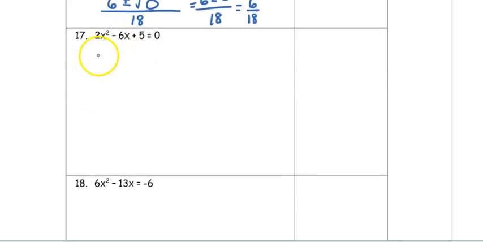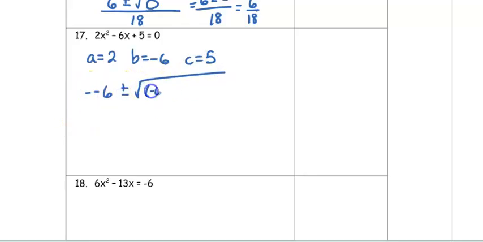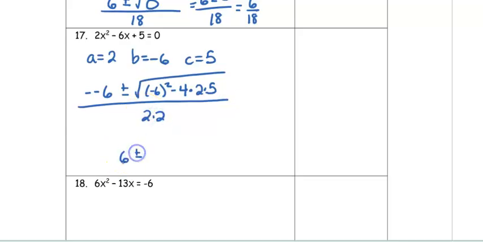All right, on 17, once again, it's already equal to 0. So a is 2, b is -6, c is 5. So I have negative b plus minus square root b squared minus 4 times a times c all over 2a. So that gets me a 6, and then on the bottom of 4. And like I said, I'm going to go plug in the discriminant, which is underneath the square root. That's a -4. So because this number is negative and you can't square root a negative, you get no real solutions.